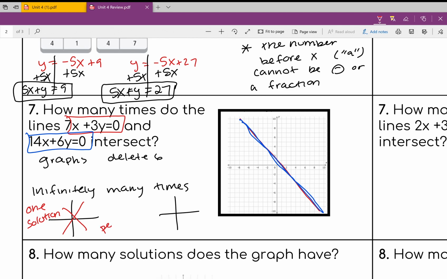Remember, this is a perpendicular line if it intersects. If it doesn't intersect, and it looks like two parallel lines, that means it's no solution. So just something to keep in mind for the test. If it intersects, it's one solution. If it's parallel, it's no solution. If you see one line, it's infinite solutions, or just remember infinity. One line is infinity.